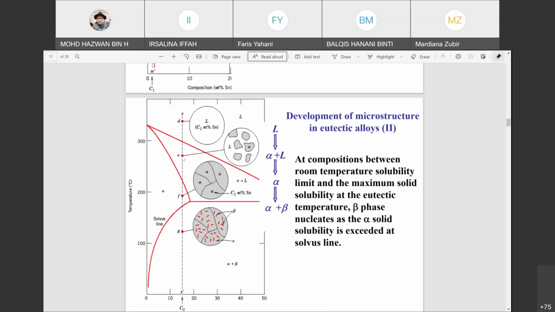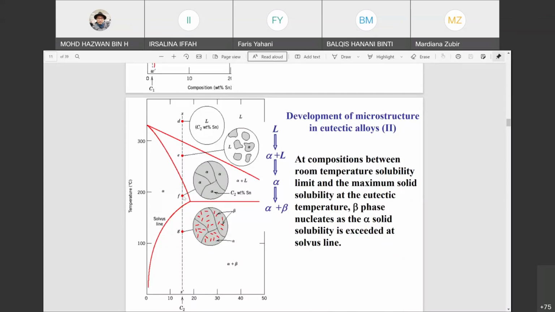So at point E, maybe at the temperature of 280, you have a region at alpha plus beta. So similar microstructure, you will have a formation of alpha grains, with the outer part being liquid. The composition of alpha and liquid can be easily read from the line that you drag. Over here, you drag until the solidus line, you get C alpha. You drag it until the liquidus line, you get C liquid.